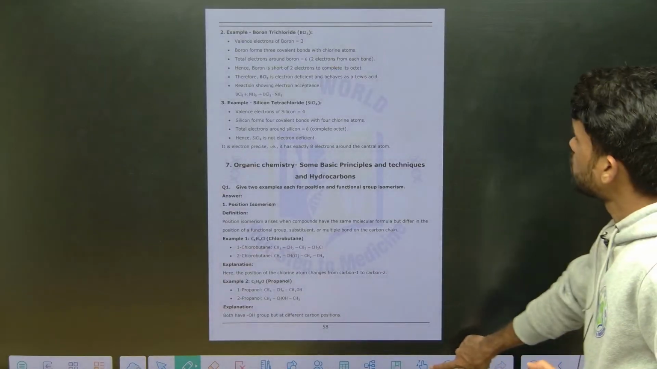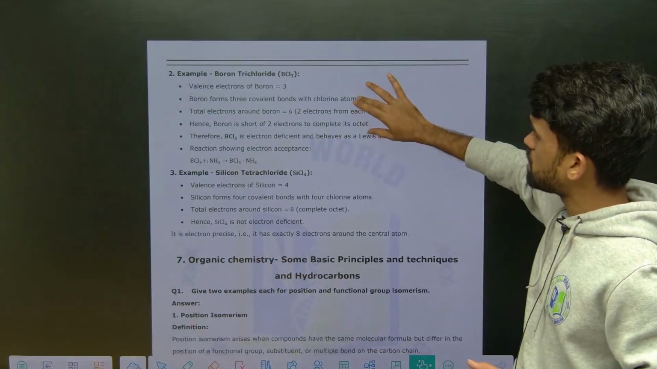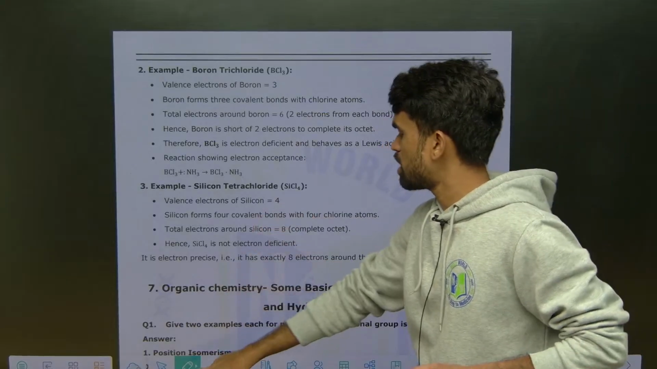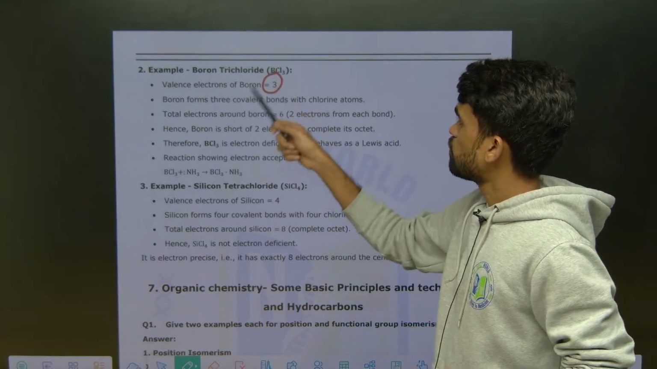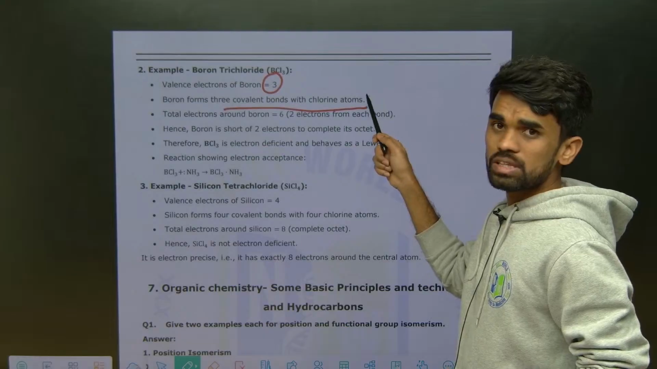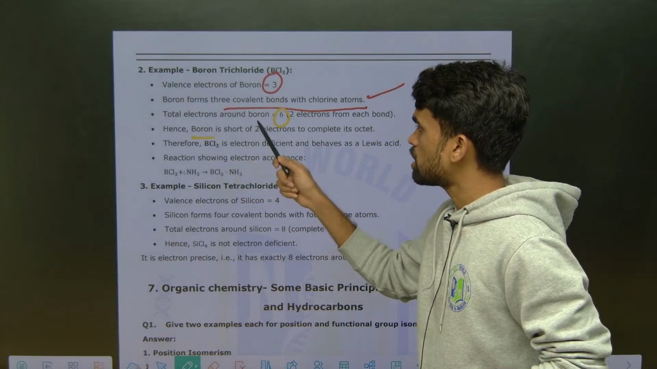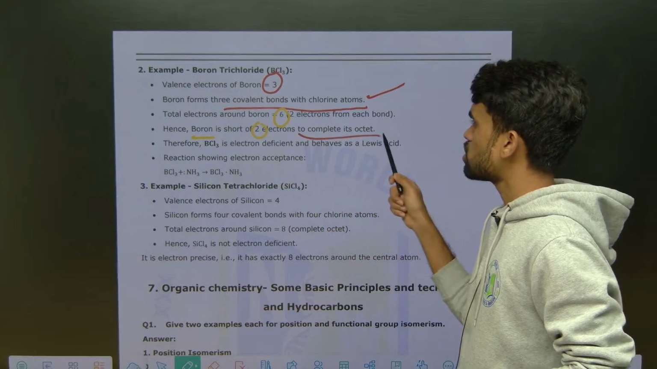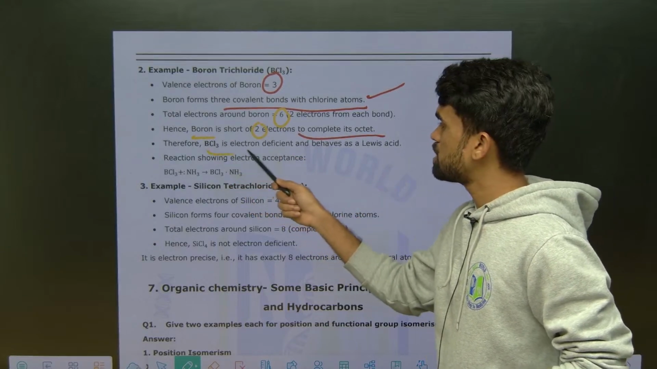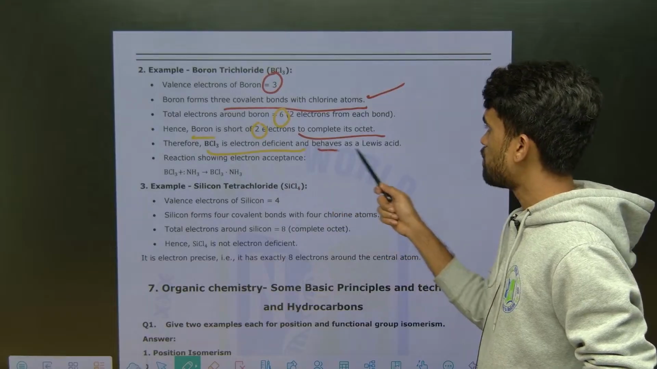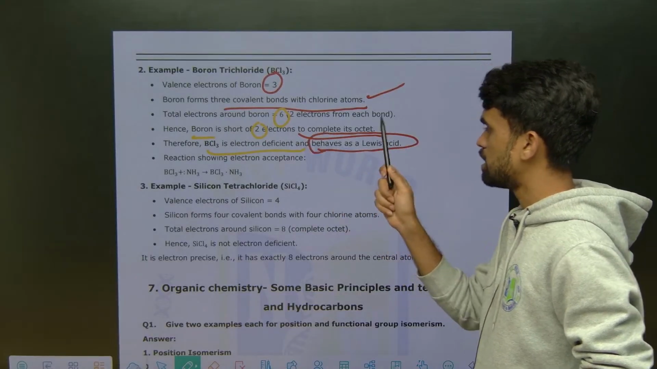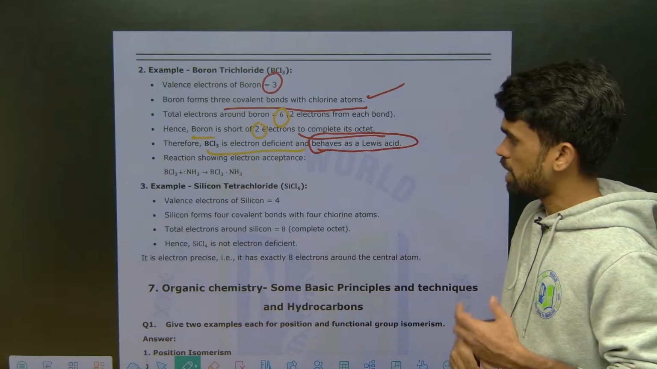Okay, the next, BCl3. Just now we have discussed, valence electrons of boron is 3, and it forms 3 covalent bonds with chlorine atoms, therefore it will have 6 electrons. Now boron is short of 2 electrons to complete its octet, therefore BCl3 acts as an electron deficient species and behaves as a Lewis acid. It will try to take an electron pair.